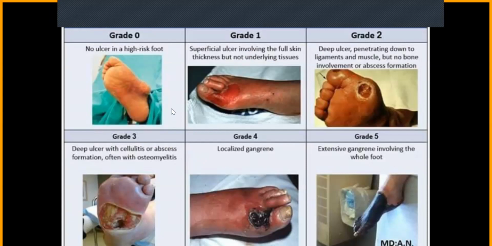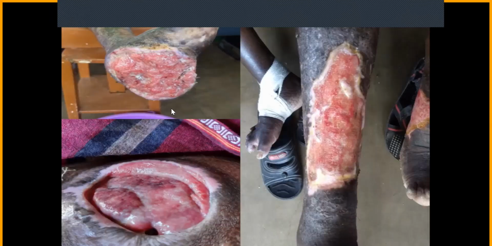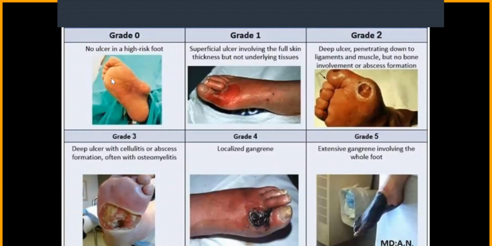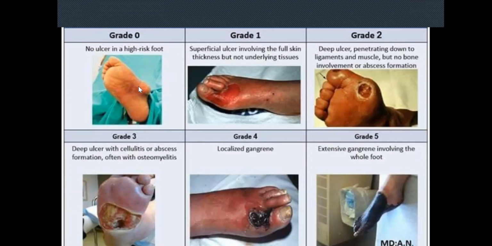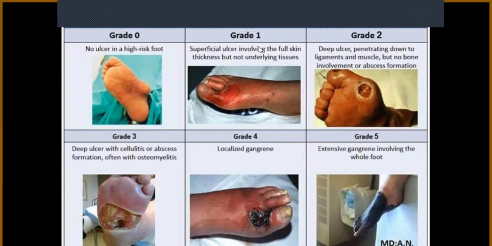Similarly, this is Wagner's classification for diabetic foot. Here, grading is from 0 to grade 5. Grade 0 is no ulceration, but the foot is at high risk according to the monofilament testing. I will discuss that in a later slide. In grade 1, only skin is lost and underlying tissue is intact. In grade 2, there is loss of skin and underlying tissue.